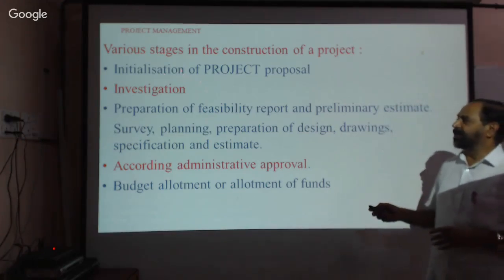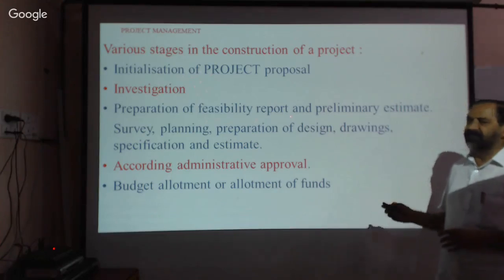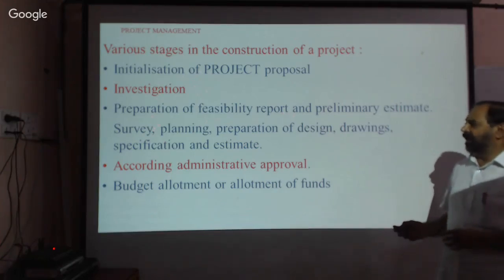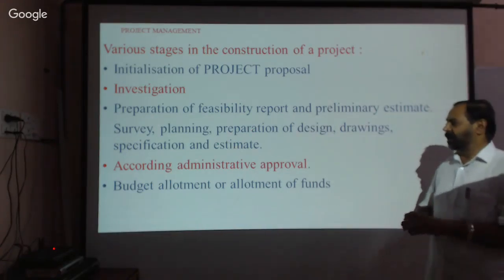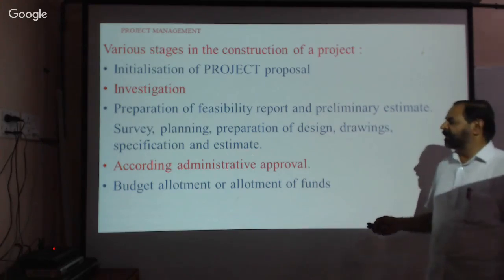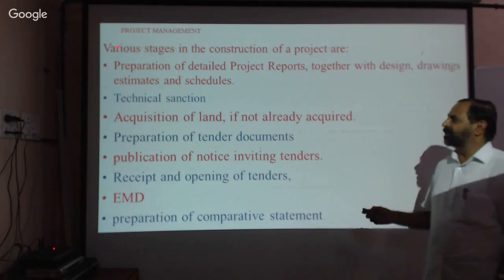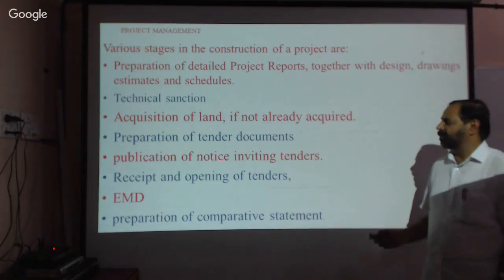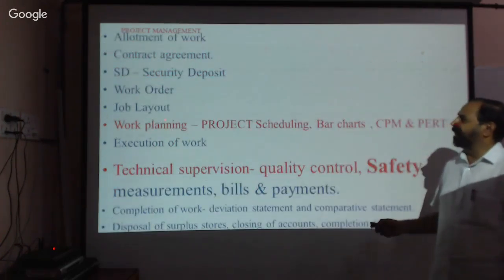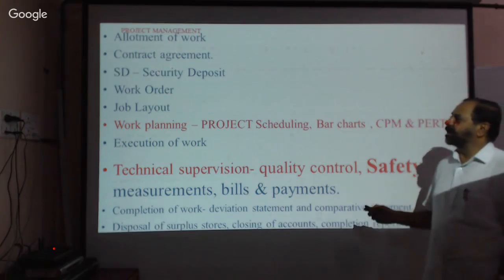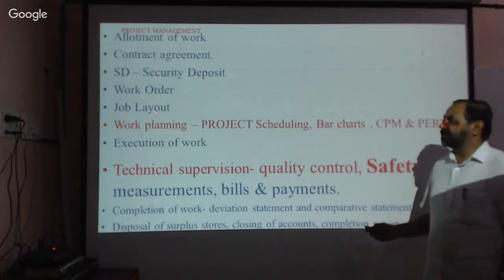We started with the initialization and the investigation, preparation of feasibility reports, then survey, planning, preparation, design, drawing, specification, and estimation, according to approving administrative approval, technical approval, then detailed project report, then acquisition of land, preparation of tender document, publication of notice inviting tenders, receipt and opening of tenders, earnest money deposit, preparation of comparative statement, then allotment of work, contract agreement, security deposit, work order, job layout, then work planning. Now we have discussed these elaborately.